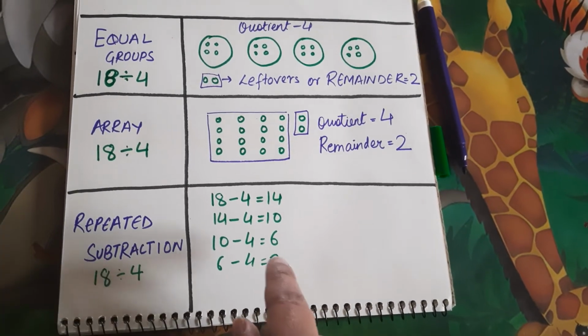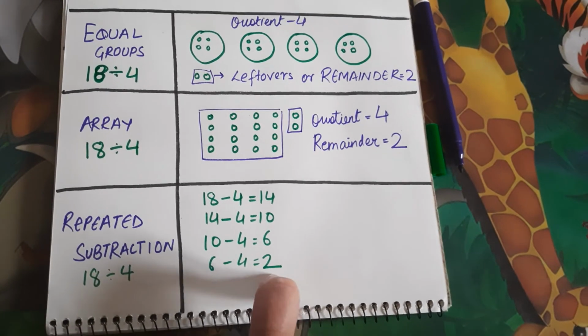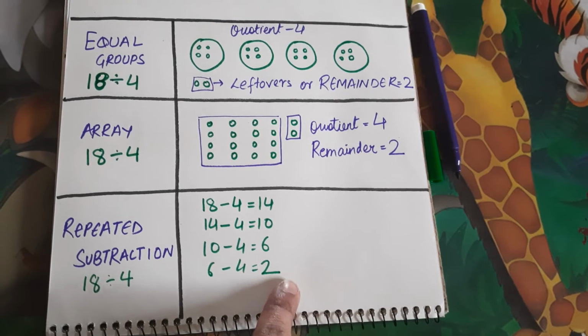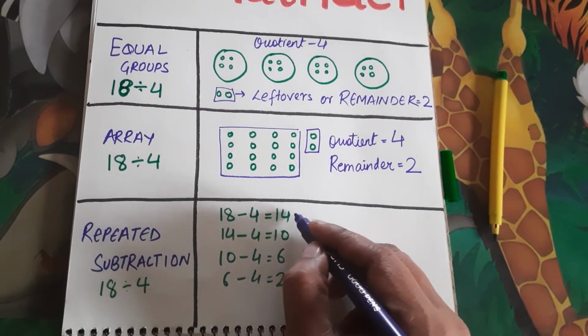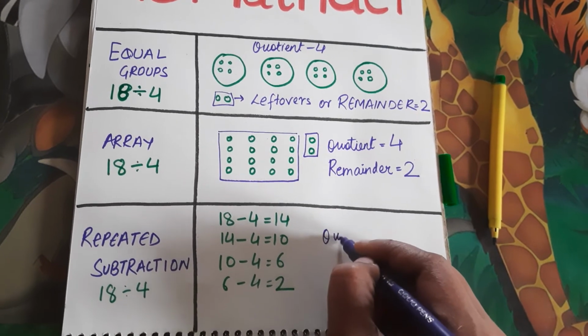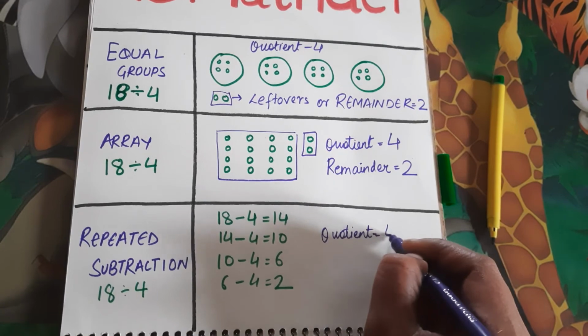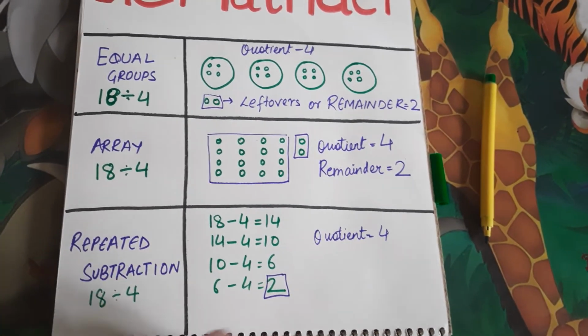So similarly, I cannot distribute my 2 peanuts amongst my 4 friends, right? So here I cannot move further with the subtraction. So how many times have I done subtraction? 4 times. So my quotient is 4, alright. And what is left behind?